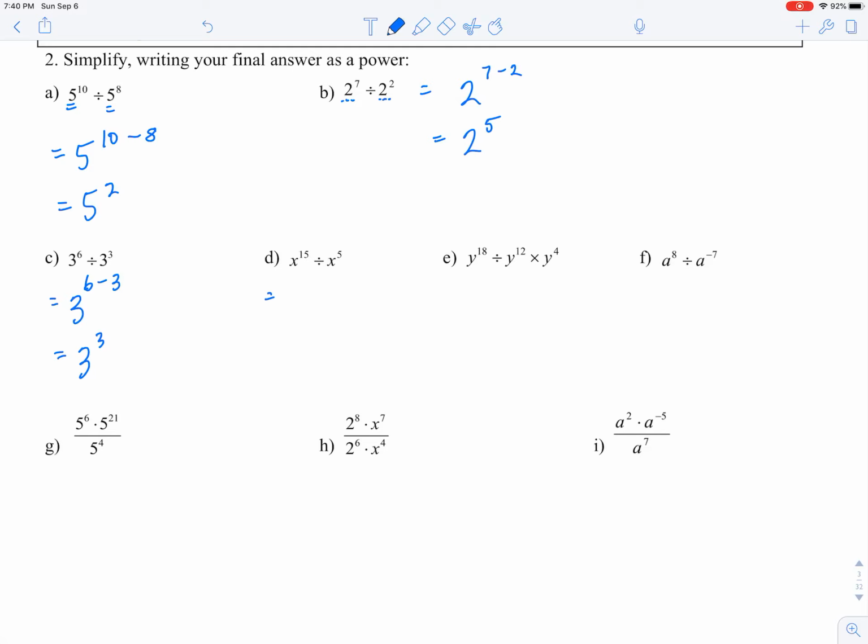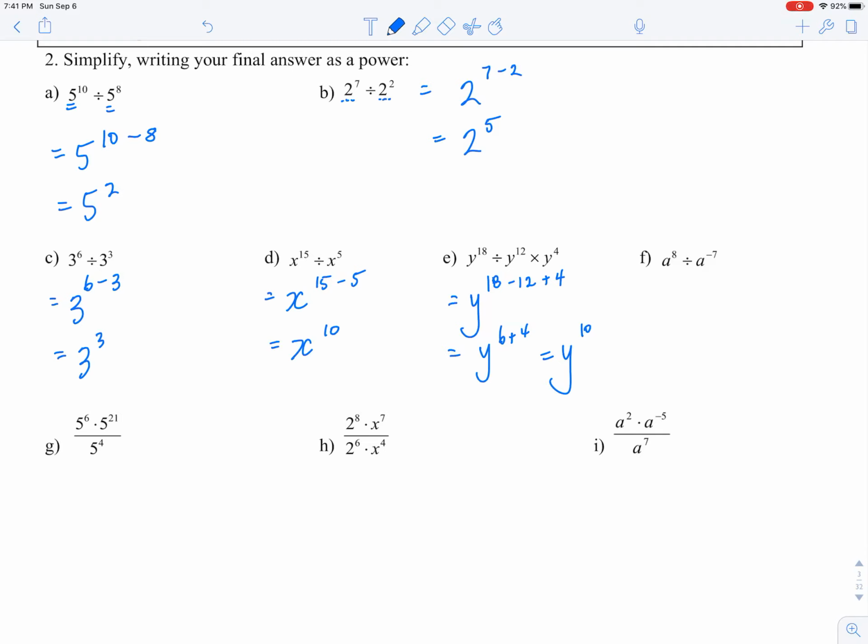Here's our first one with a variable, but the bases match. They're both x's. So it's x to the 15 minus 5 because we're dividing, or x to the 10. For this next one, it combines a little bit of dividing and multiplying. So the bases all match. So it's going to be y to the 18 to start off. Divide by y to the 12, so minus 12, times by y to the 4. So we're going to add 4. So we get y to the 6 plus 4, which gives y to the 10.